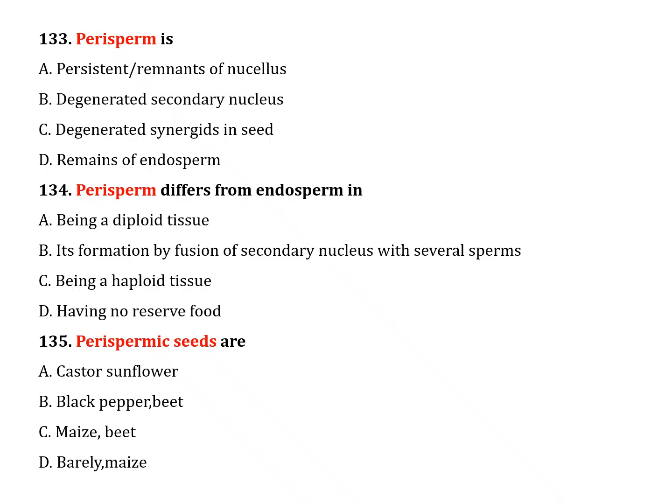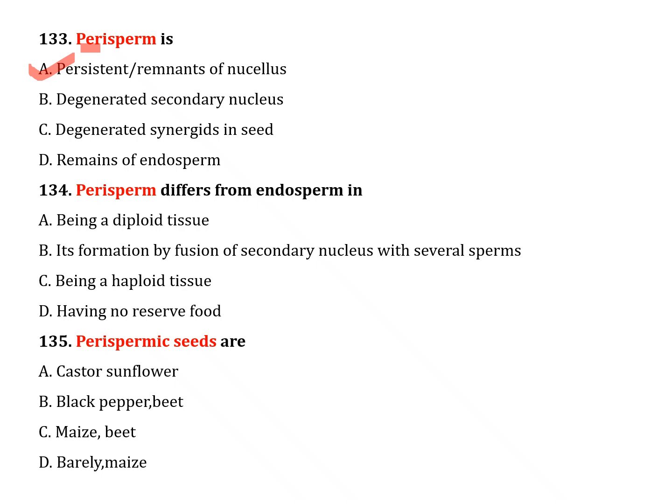The next question, number 133. Perisperm is option A persistence or remnant of nucellus, option B degenerated secondary nucleus, option C degenerated synergid in seed, option D remains of endosperm. Correct answer is option A persistence or remnant of nucellus.